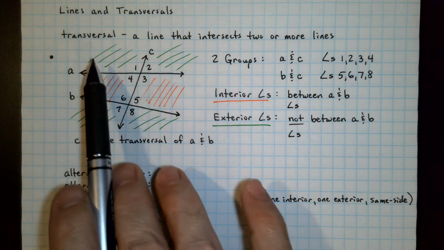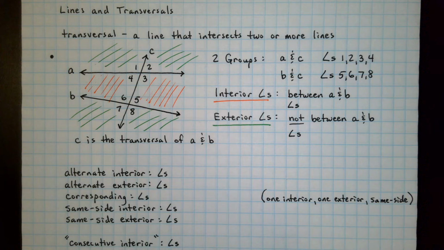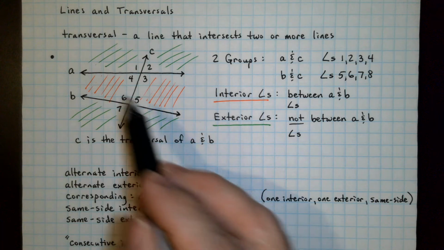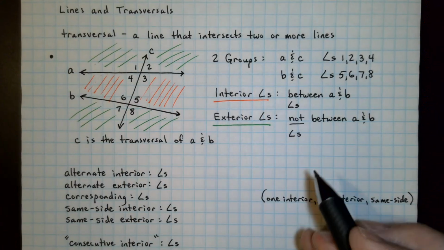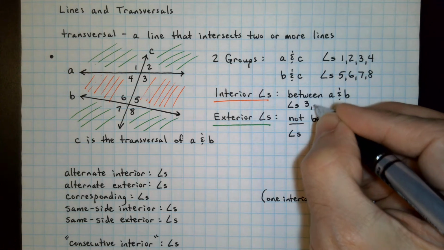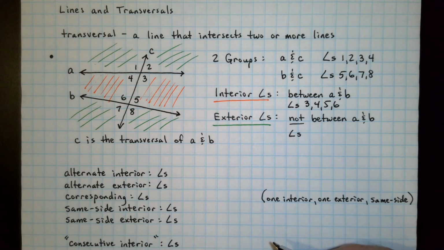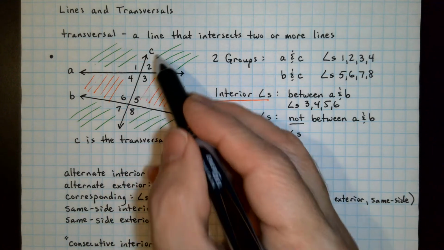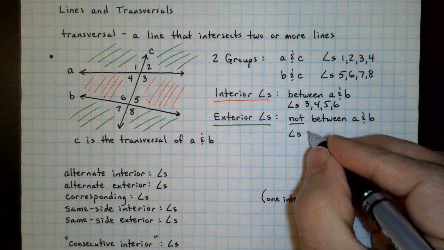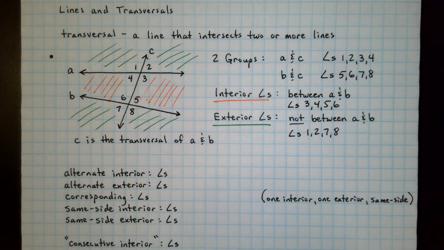Now here I have also colored this portion green and this red just to help us see it. The angles that show up between these two lines are going to be interior angles. Between lines A and B, we have angles 3, 4, 5, and 6. That'll be useful information for us real soon. And then those in the green section that are not between the two lines, not between lines A and B, are angles 1, 2, 7, and 8.